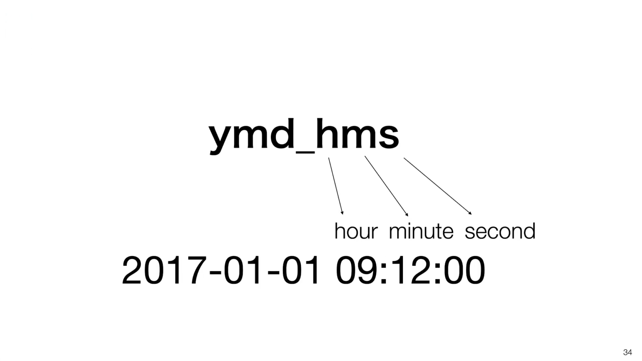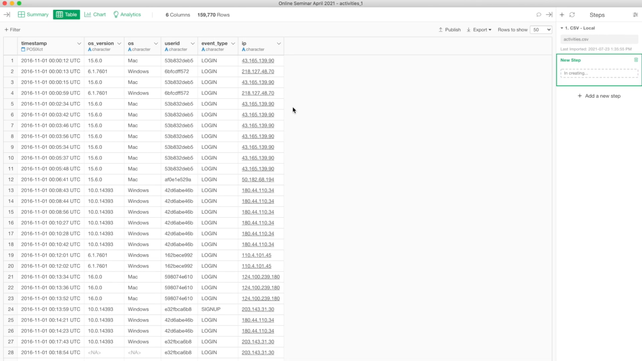H means hour, M means minute, S means second. But it does the same thing. It converts the character data to, in this case, the POSIXct data type. So this is how you can quickly convert data to date and time information.